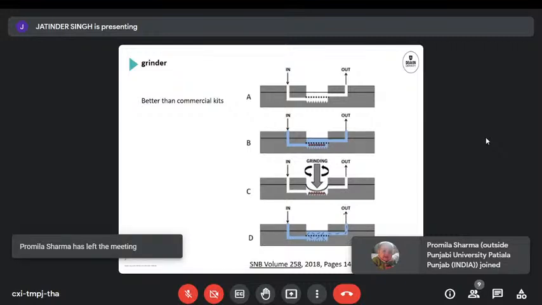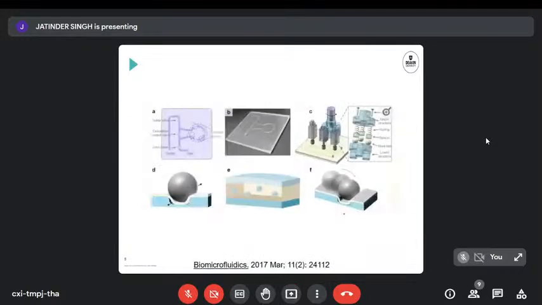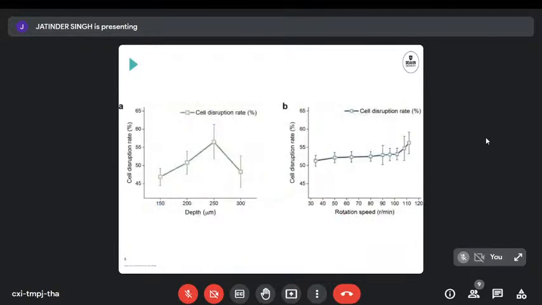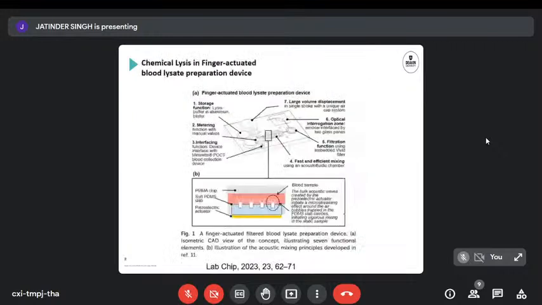So mechanical ways, either using the balls, very similar to the ball mill, or approaches that are very similar to grinding, can be translated to microfluidic format as well. Another option is to use ultrasonic fields.